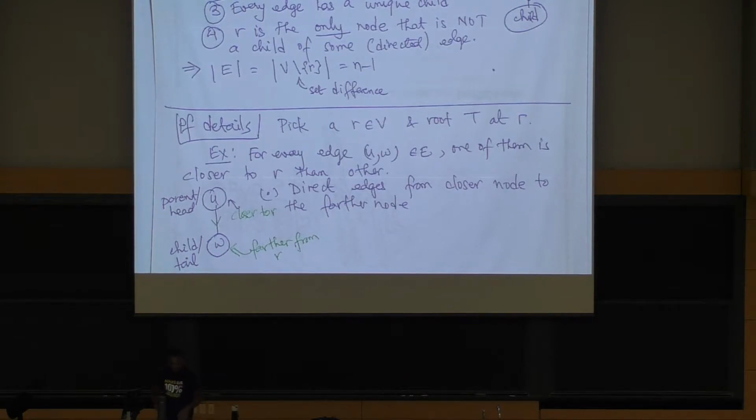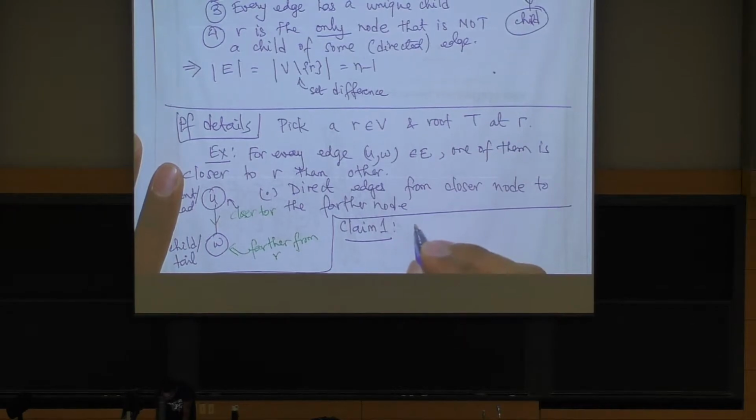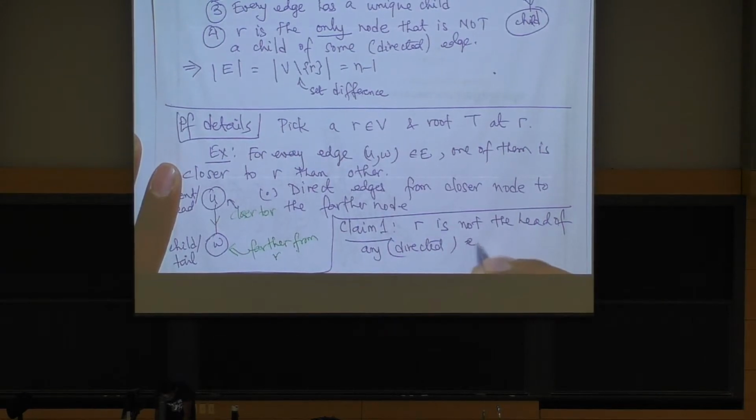All right, so the way I'm going to prove this is I'm going to state 4 claims. I'm going to leave the proof of 3 for exercise for you guys again. I'm going to prove how, if we assume all the 4 claims are correct, then we have proven what we want to prove. And then I'm going to prove the last claim. So, all right. So the first claim is the root R is not the head of any directed edge.